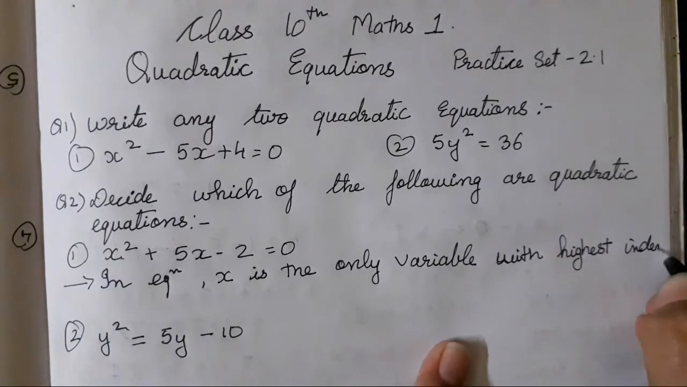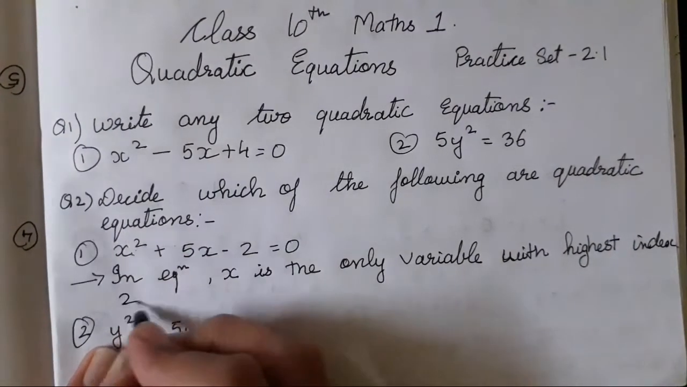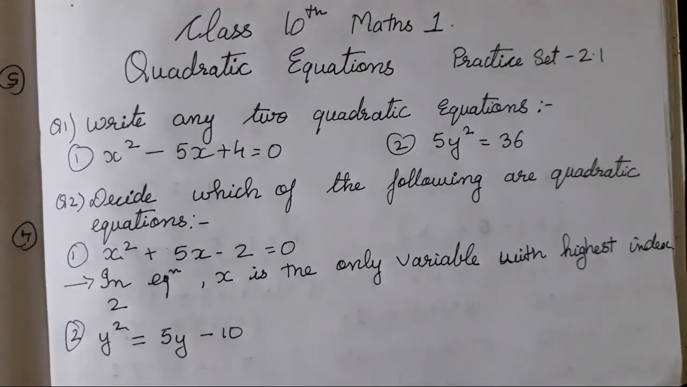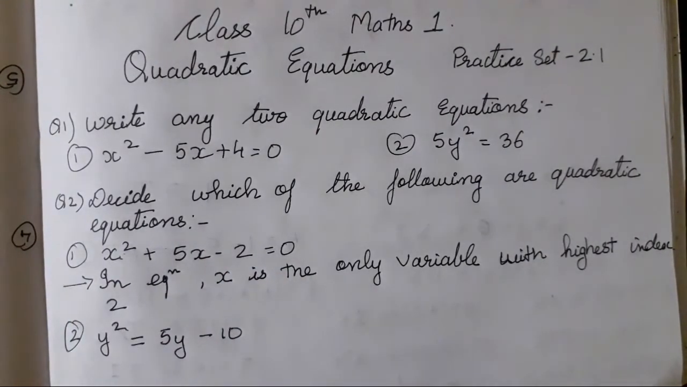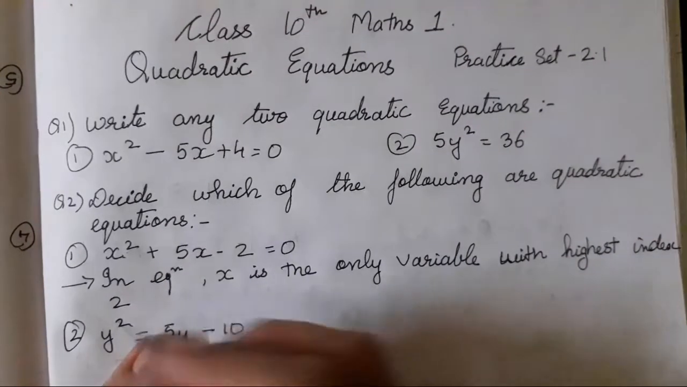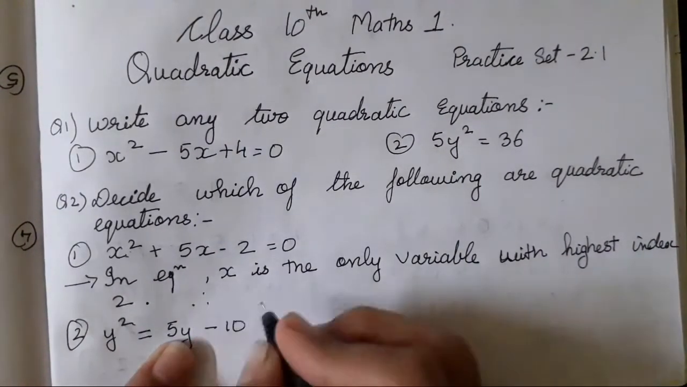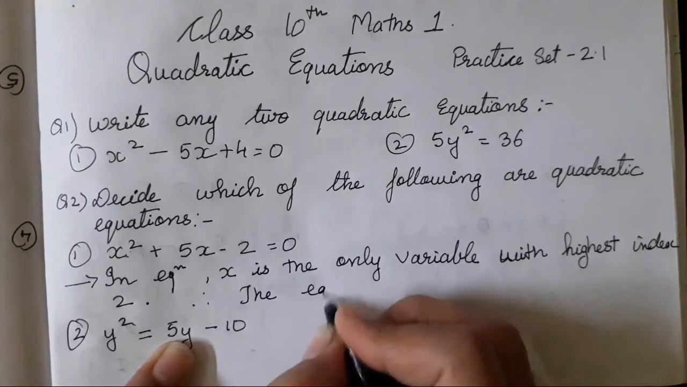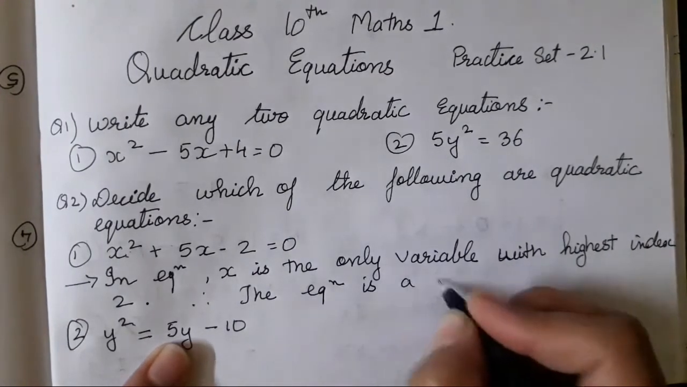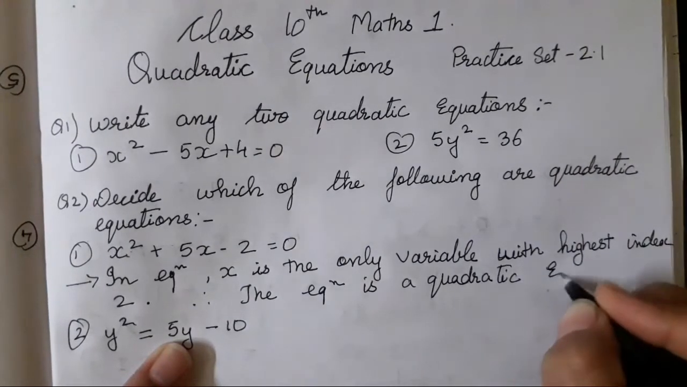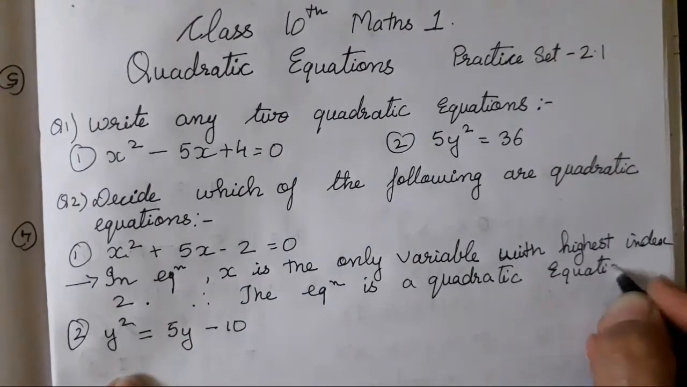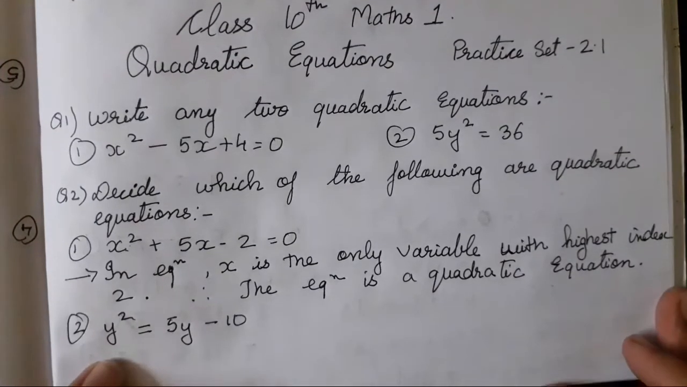Okay, so with highest index 2, isn't it? So only two rules that you all have to follow, that is a variable should be the same, that is x. If it's x, it should be x only everywhere, and its index value should be 2. So therefore the equation is a quadratic equation. Okay, so two rules you all have to remember.